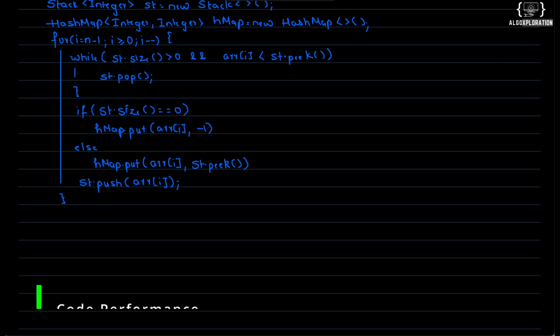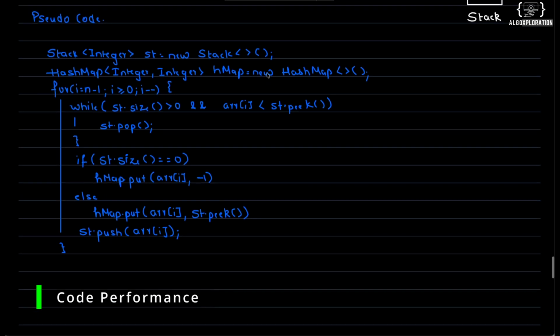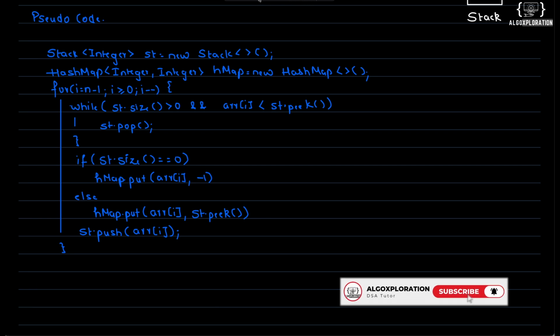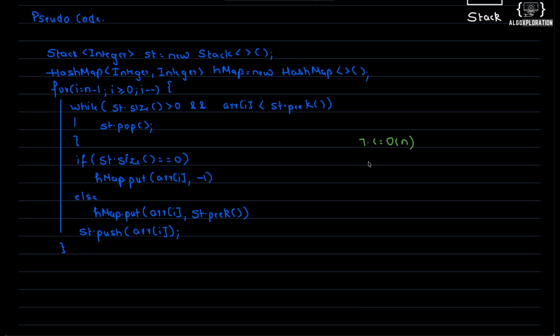Now talking about the performance of this code. Here I have taken the help of one single for loop, so the time complexity will be order of n. And since I have taken the help of a stack as well as a hash map, the space will be order of n. So this was the optimized approach. I believe that you got it. If you didn't, I'll advise you to please watch my previous lecture.